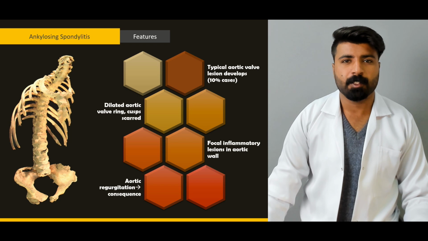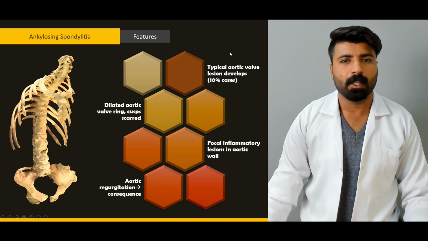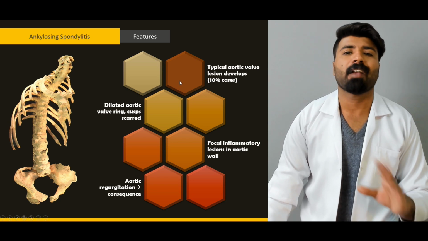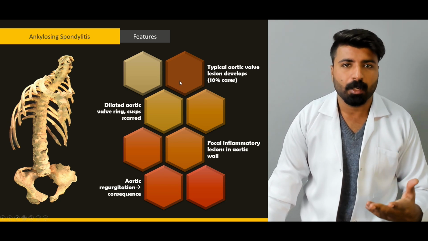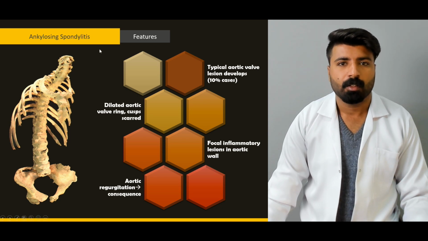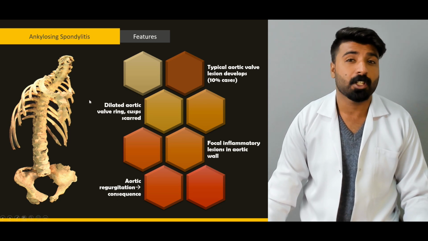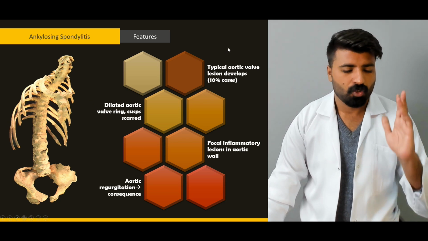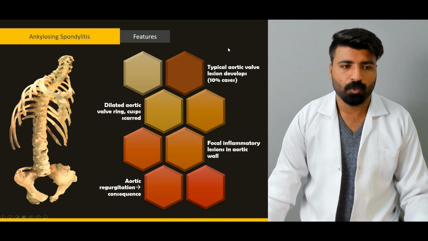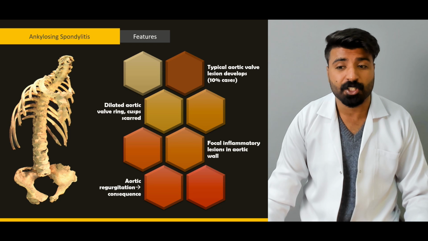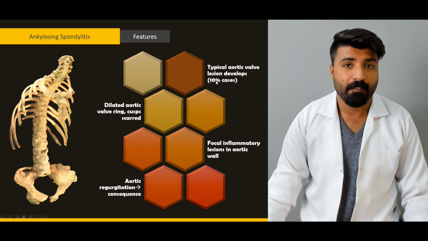So what happened in this case is that typical aortic valve lesions occur, which happen in only 10% of the cases. Not every patient who is suffering from ankylosing spondylitis will get aortic regurgitation, but 10% of the patients will get it. Because it's an autoimmune disease, it can just focus on anything. Out of the whole body, it can focus on any cell, any tissue. So in 10% of the cases, the tissue that's being affected or focused on is the aortic valve.